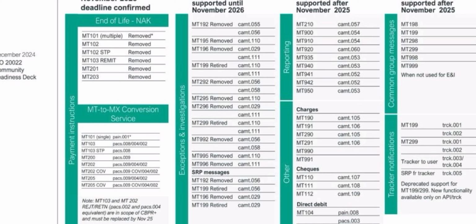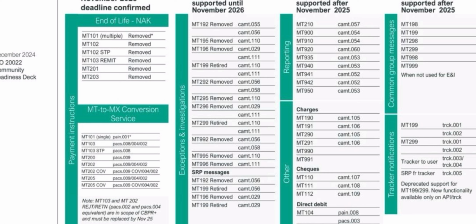Now note that MT103 and MT202 reject or return, pacs.002 and pacs.004 equivalents, are in scope of CBPR Plus and must be replaced by November 2025. Note that pain.002, which is a payment status report on the payment initiation, is a status report on the pain.001 message and has no MT equivalent. This is about 2025.